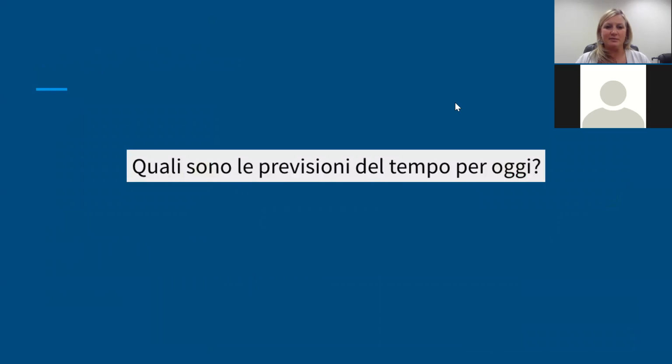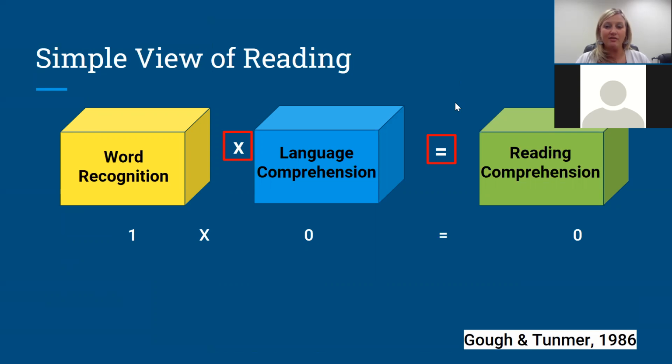If I gave you this example, the letters might look familiar to you. However, the language is probably not familiar to you. So using this example, we do have word recognition possibly. However, multiplied by 0 language comprehension, 1 times 0 still gives us that 0 reading comprehension.